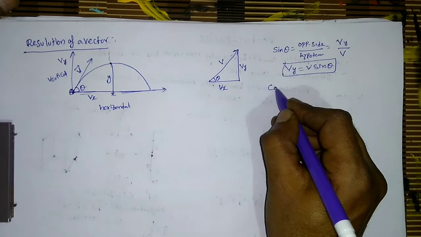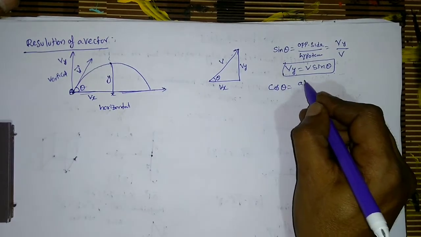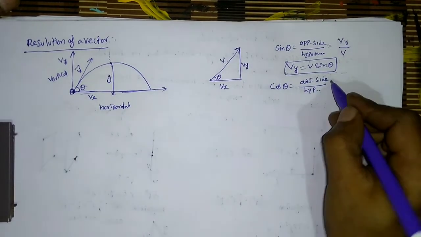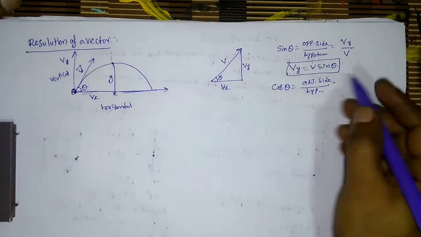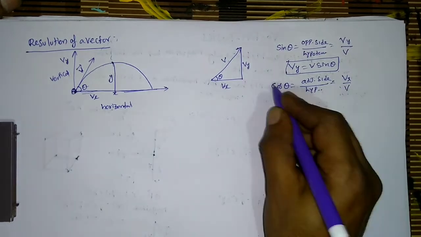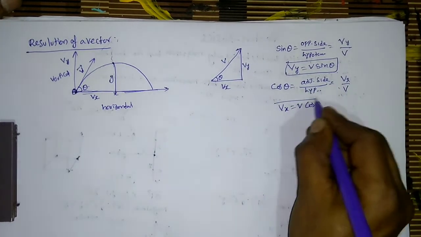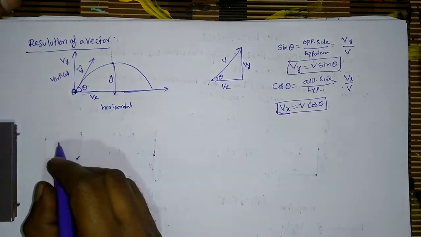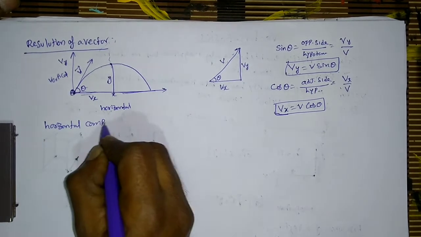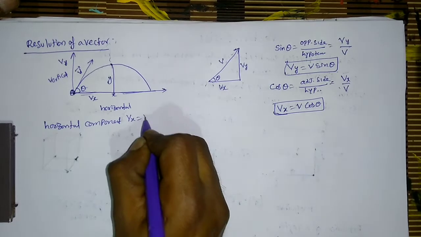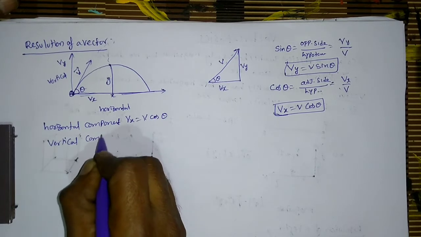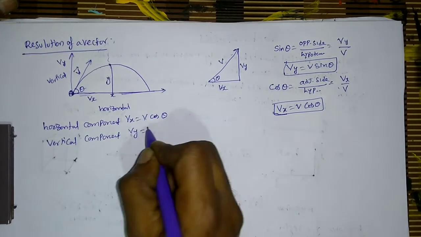Similarly, you can use the formula cos theta. Cos theta is nothing but adjacent side by hypotenuse. That means adjacent side for this will be vx, hypotenuse as usual v. That is vx by v. From this you can get vx is equal to, by cross multiplication, v cos theta. This is the horizontal component. So the horizontal component vx is equal to v cos theta, whereas the vertical component vy is equal to v sin theta.